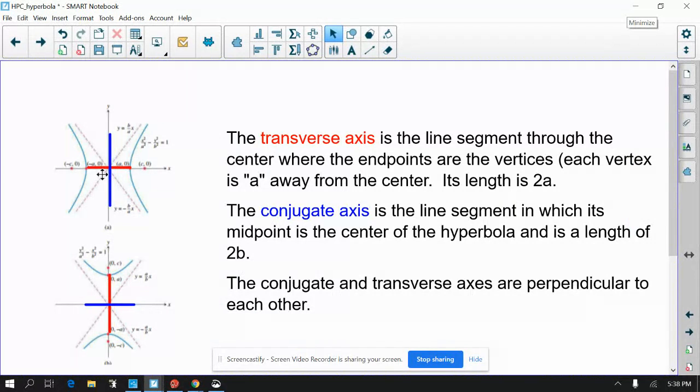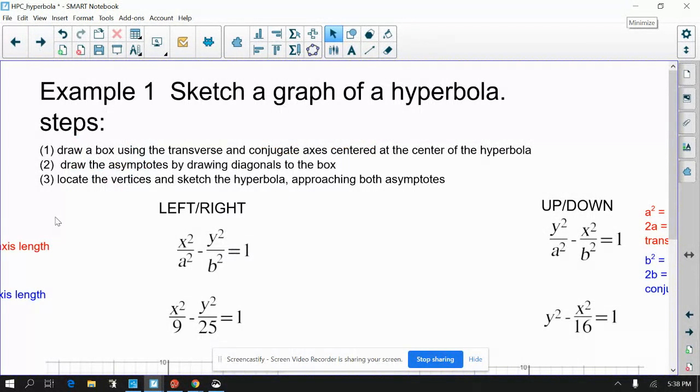So here, the red is the transverse axis because it is touching both vertices in either case, and the blue is the conjugate axis. And of course, they're definitely perpendicular to each other. These help us in two things. They will help us graph our hyperbolas, and it will also help us identify the asymptotes. So let's get into it. We're going to graph hyperbolas.